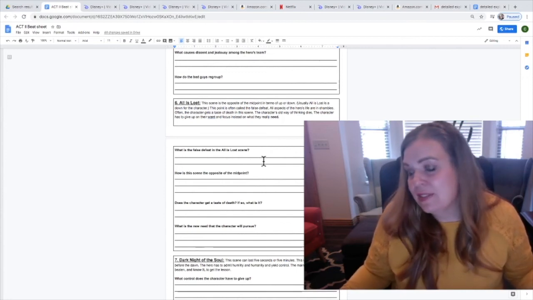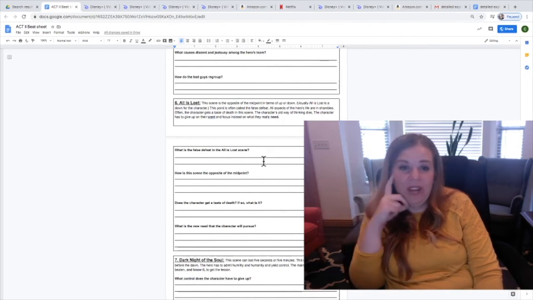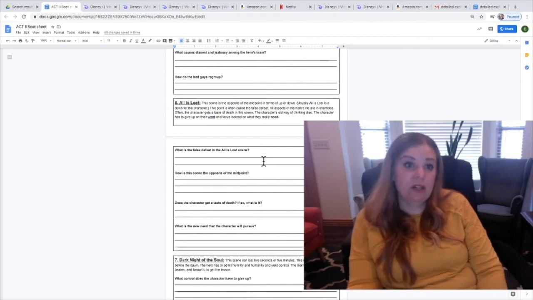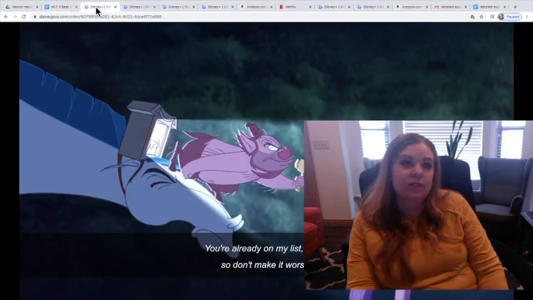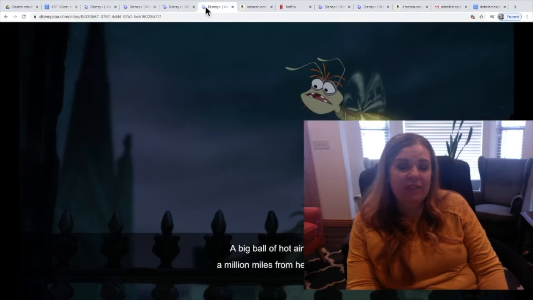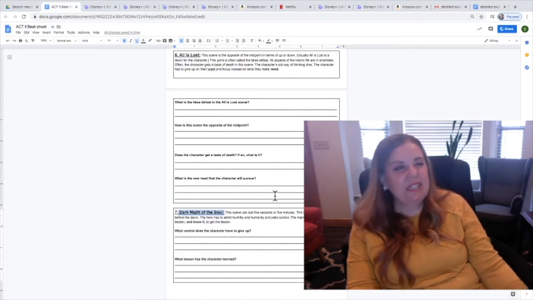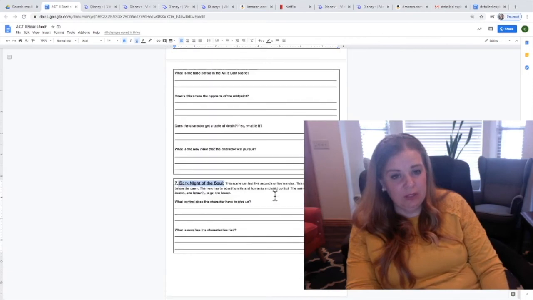And then the dark night of the soul is its own beat, its own moment in the movie where they stop to reflect internally on what they've lost. The all is lost is an external loss, and the dark night of the soul is when they admit it and wrestle with the internal conflict of it. So the dark night of the soul is going to be the moment when they have to tell someone, I was an idiot, I was wrong, I was stupid. They have to give up their chase for that thing that they want, give up the control and learn a lesson.